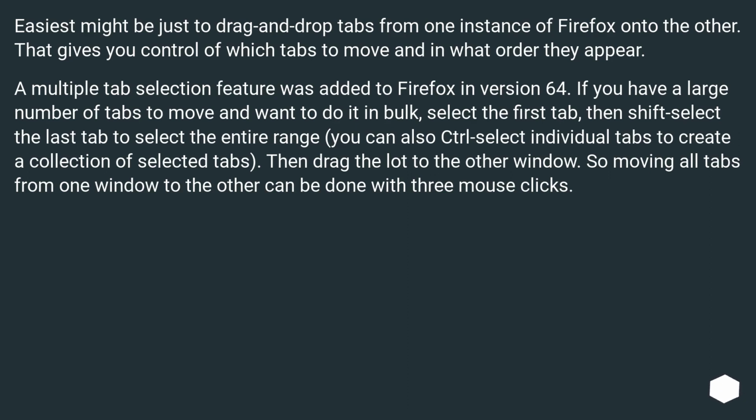If you have a large number of tabs to move and want to do it in bulk, select the first tab, then shift select the last tab to select the entire range. You can also control select individual tabs to create a collection of selected tabs. Then drag the lot to the other window. So moving all tabs from one window to the other can be done with 3 mouse clicks.